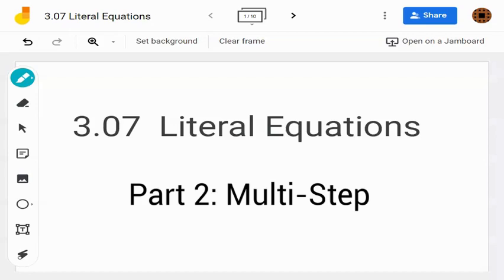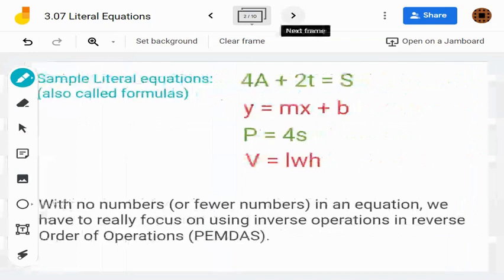This section is 3.07, literal equations. So, some sample literal equations you can see here. These are also called formulas. They are when we have multiple variables and there are very few actual numbers. Sometimes there are numbers, sometimes there are not.